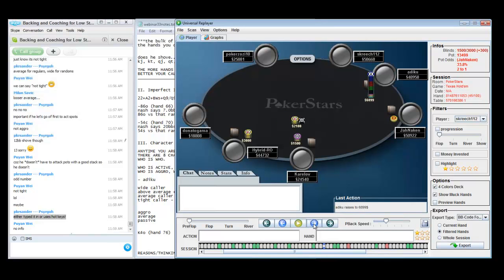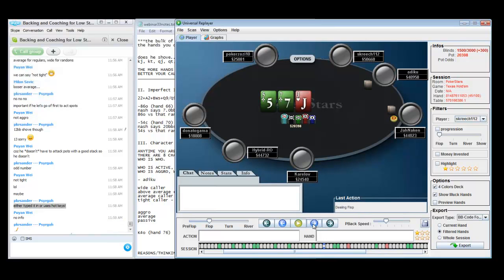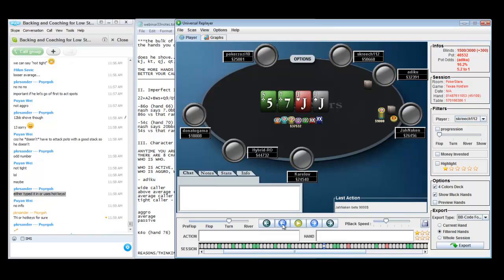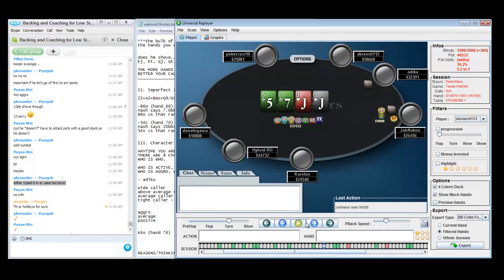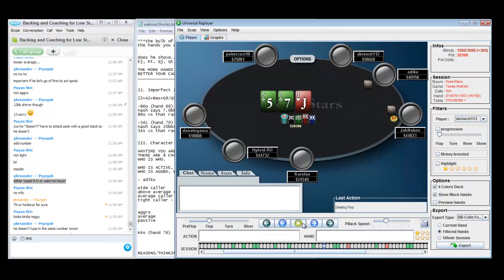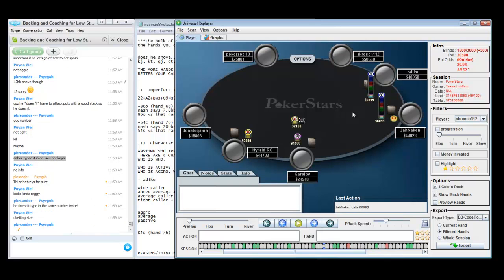He opens again. He gets called. Here's the flop. He bets. He gets called. He checks the turn. He folds to a small bet. What does that tell us? What did you notice him do in this hand? Same number. That's true. He doesn't type in the same number twice. It's possible. Some guys do. I've seen it in coaching sessions.